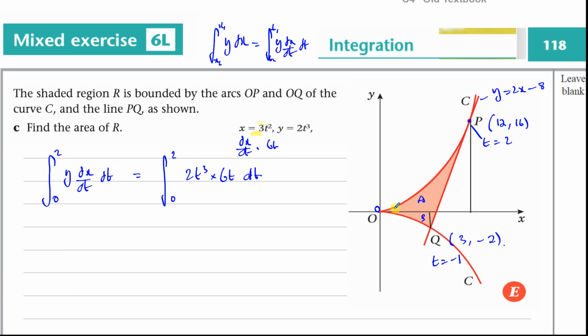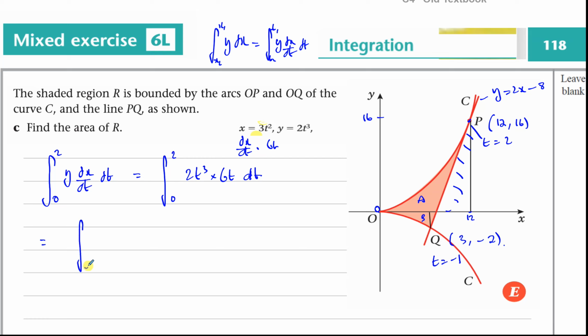So I'm finding the area under the curve up to this point here. This is the point where x equals 12, and this point y equals 16. So I'm going to find the whole of this area between 0 and 12, and then I'll take away the area of this triangle. So this gives me the area under the curve.